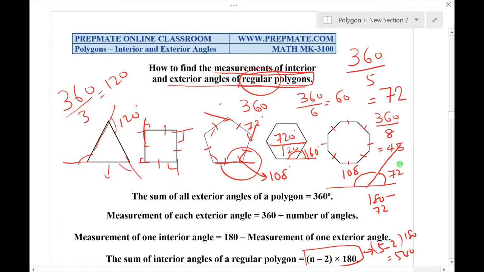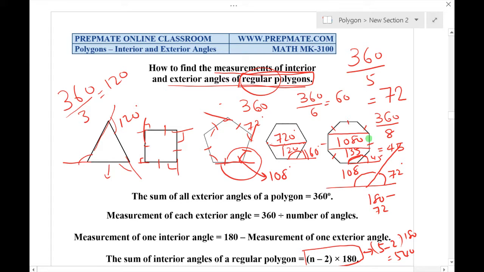Cool. And therefore each exterior angle measures 45, and so the interior angle will measure 180 minus 45, that is going to be 135. And to find the sum of all interior angles, I'm going to split them into 3 quadrilaterals. So that'll be 3 times 360, that's going to be 1080. Did you get that? Okay.